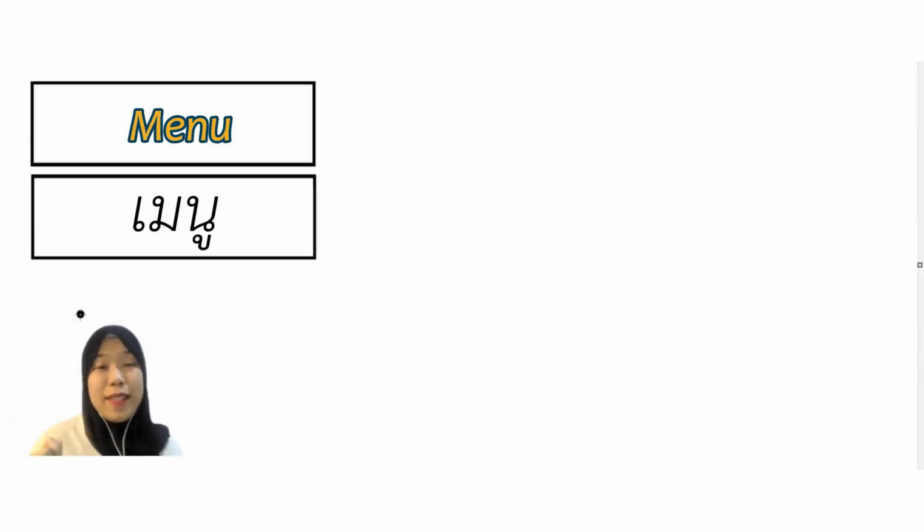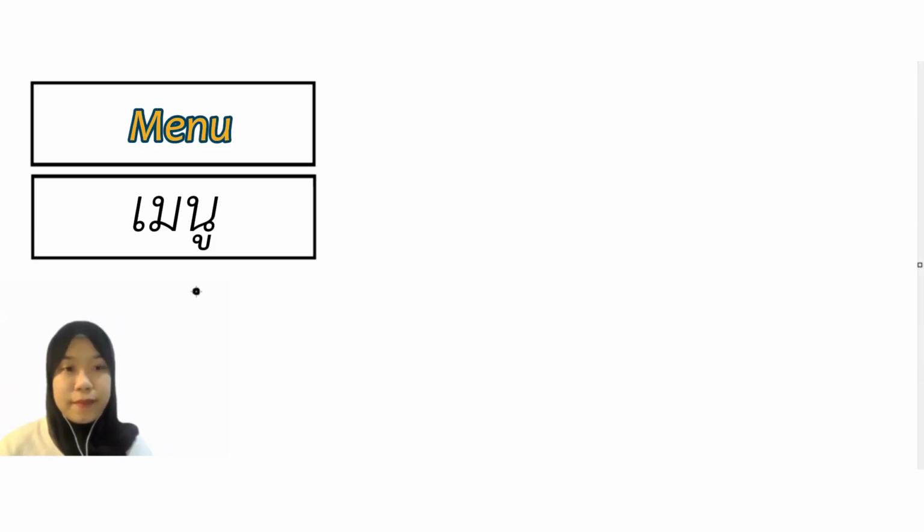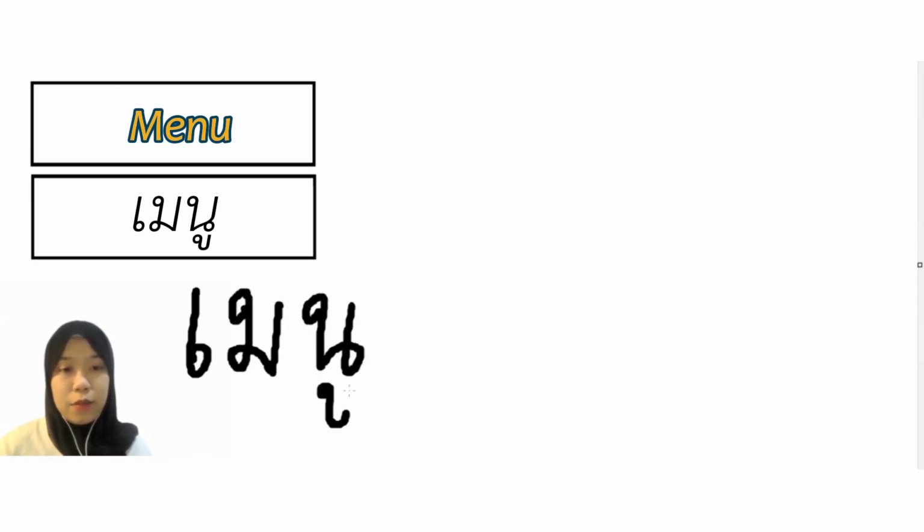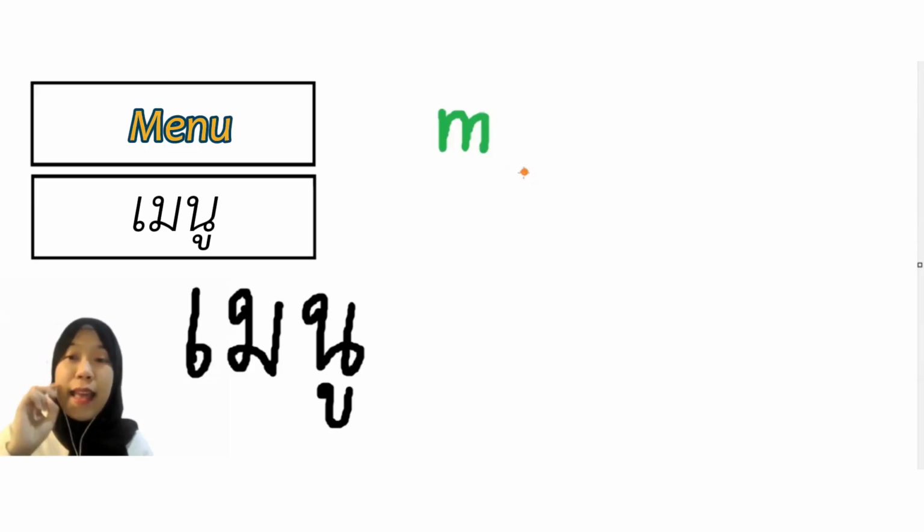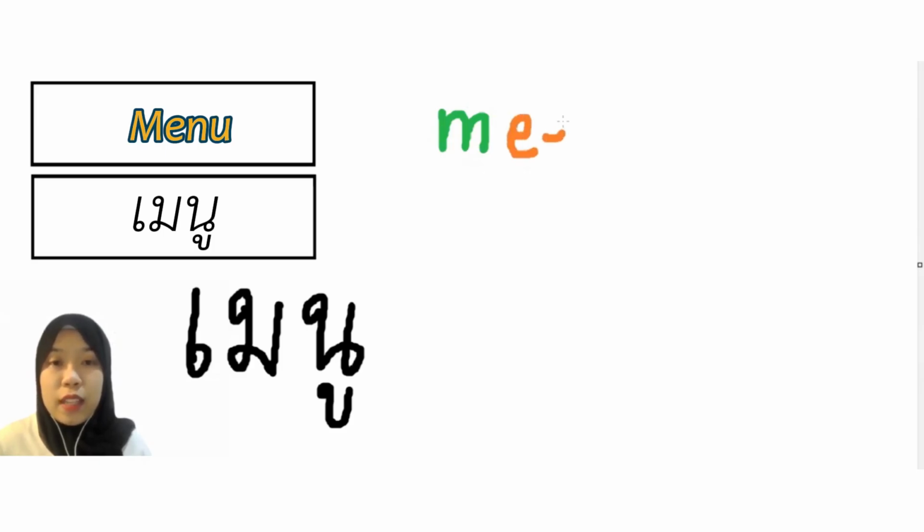And in Thai, we say menu, menu. So this is the computer font. Let's have a look how normal Thai handwriting looks like. To write the first syllable, me, it consists of one consonant and one vowel. So the first consonant we're going to say is the consonant, and the vowel, which is the a sound, me.